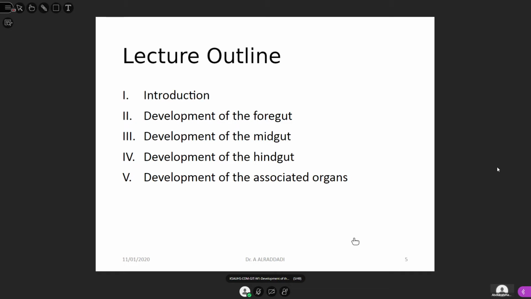This is the lecture outline. We'll start with a brief introduction, and then we'll go through the development of the gastrointestinal tract, which will be divided into 3 parts: foregut, midgut, and hindgut. And then we'll go to the development of the associated digestive organs.